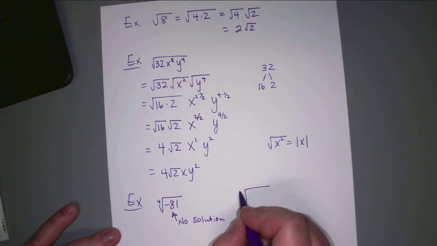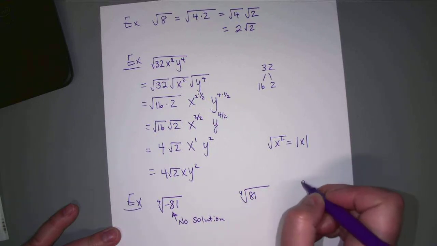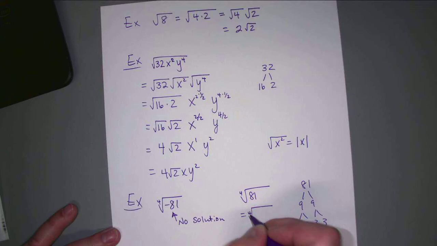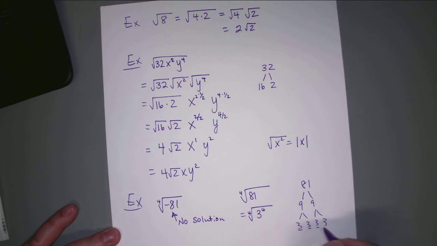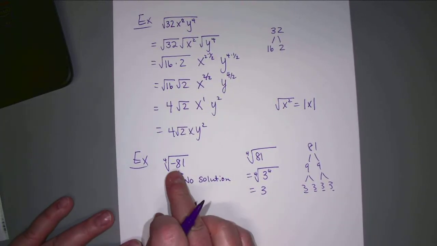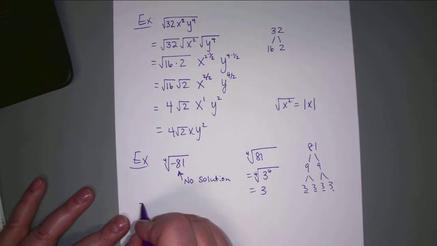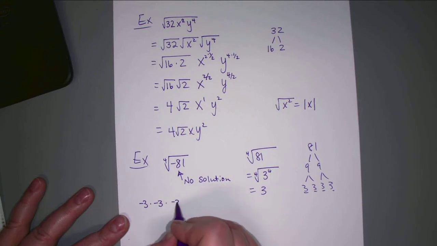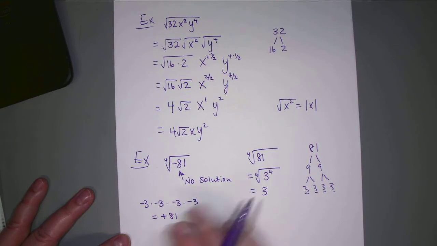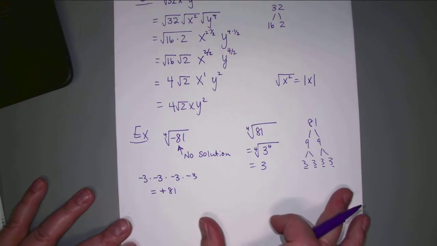But if we had the 4th root of 81, well, 81 is 9 times 9, which is 3 times 3. So 81 is 3 to the 4th power, 1, 2, 3, 4, and they would cancel, and that would be 3. This one is not negative 3, because negative 3 times negative 3 times negative 3 times negative 3. Remember, negative signs, if we have an even amount of them, is actually positive 81, not negative 81. Okay, so this does not have an answer. So we would just say no solution if it doesn't work.